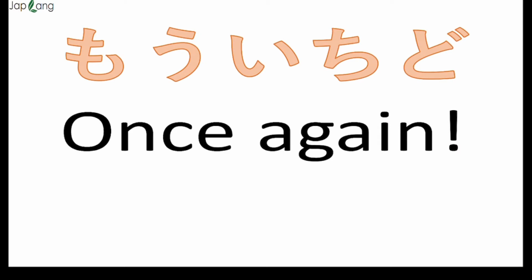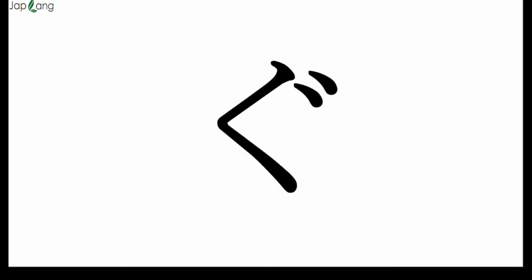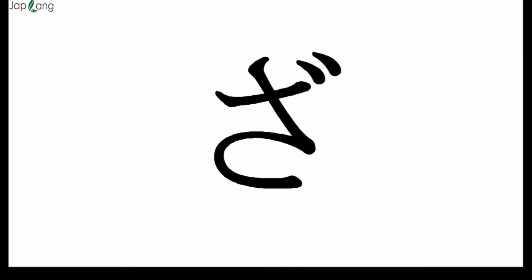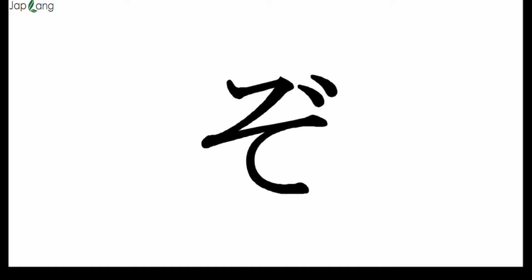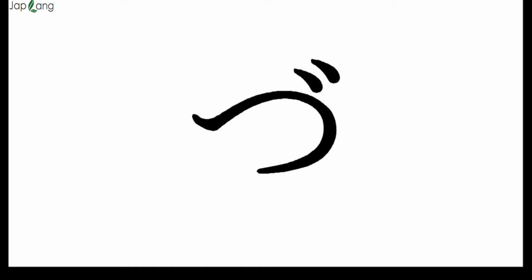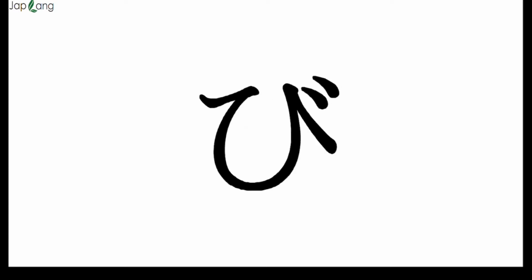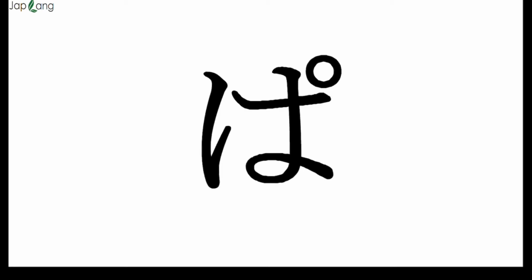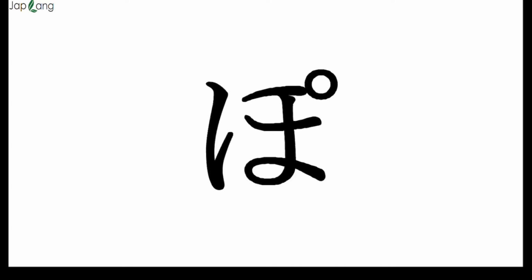Once again, we will try to revise it. This is ga, gi, gu, ge, go. Za, ji, zu, ze, zo. Da, ji, zu, de, and do. Ba, bi, bu, be, bo. Pa, pi, pu, pe, and po.